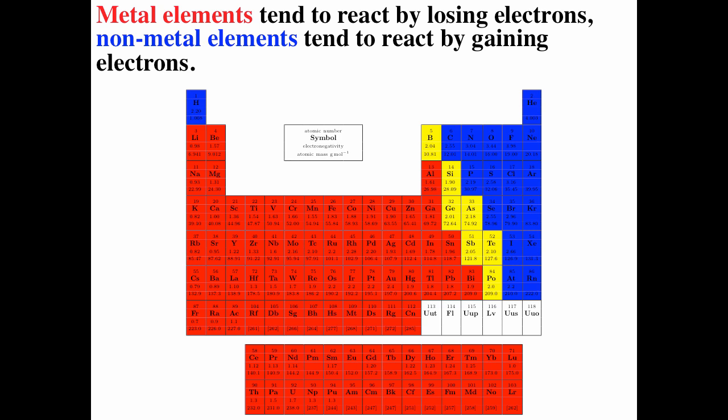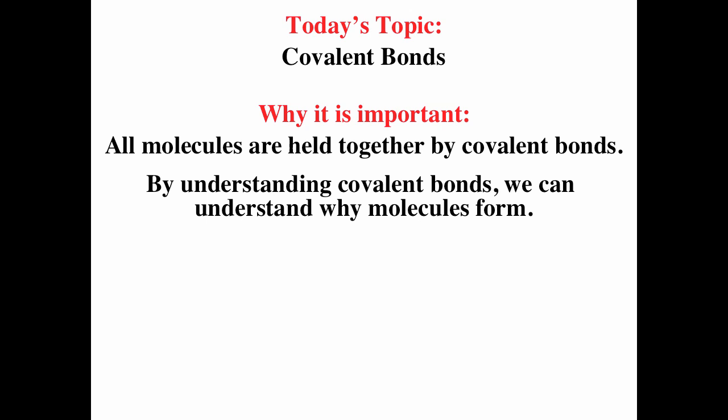And so when a metal element and a non-metal element react, they form an ionic compound. Electrons are transferred from the metal to the non-metal. Now, if two non-metal elements react, they form a covalent bond. They form a molecular species. And so this video is on covalent bonds. And covalent bonds are important because all molecules are held together by covalent bonds. By understanding covalent bonds, we can understand why molecules form.